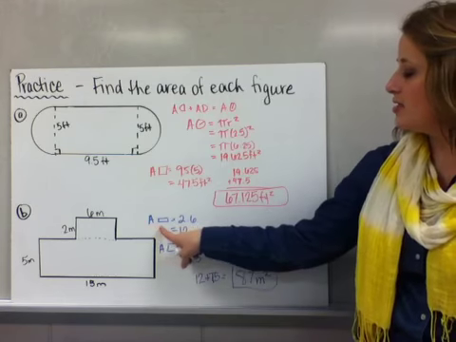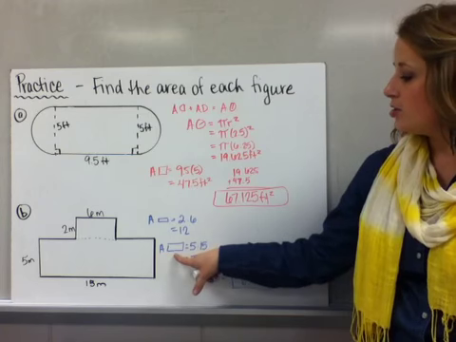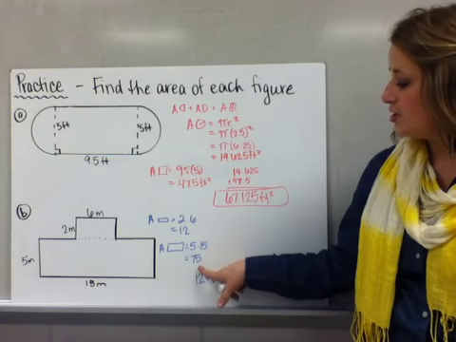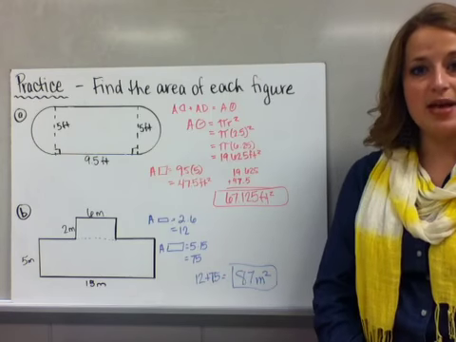On part B, you can see where I drew my blue dotted line separating the two rectangles. So the area of the smaller rectangle is 2 times 6, which is 12. The area of the larger rectangle is 5 times 15, which is 75. Add those two together, you get 87 meters squared.